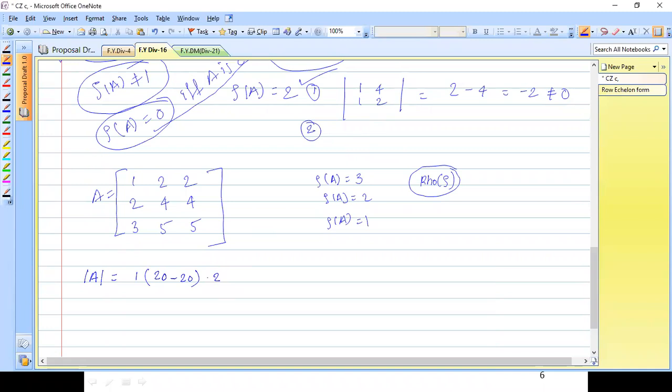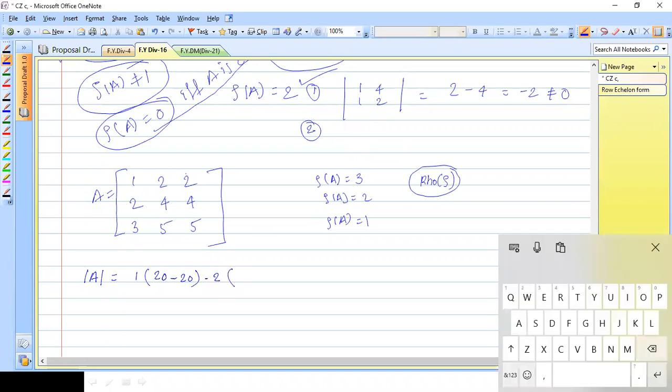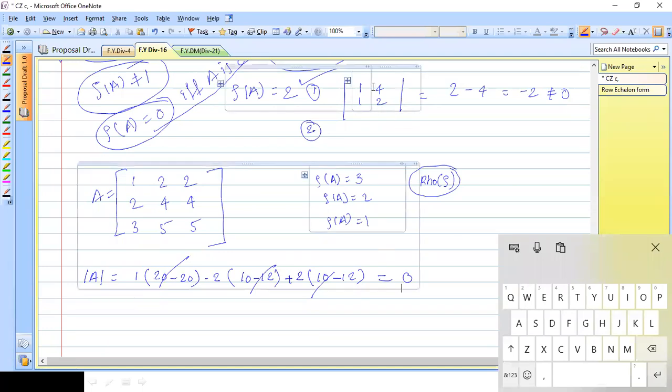Then we have minus 2 times, here, 10 minus 12, and plus 2 times 10 minus 12. So it is 0, no? These get cancelled directly. We have plus and minus, so it is directly 0. No need to do the further calculations.